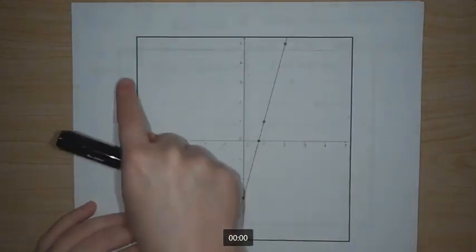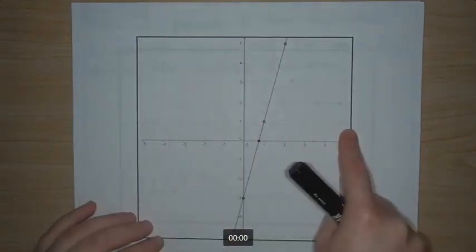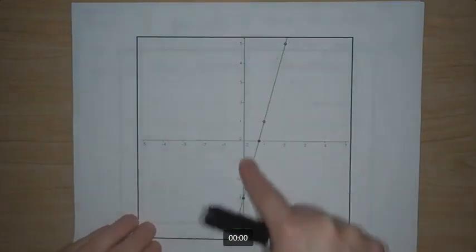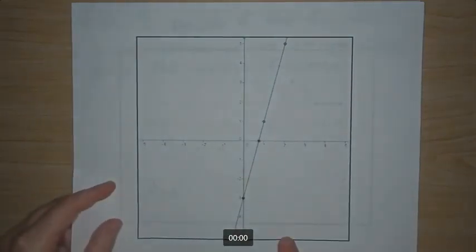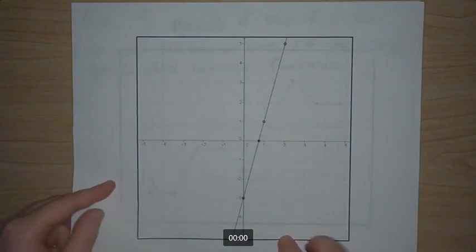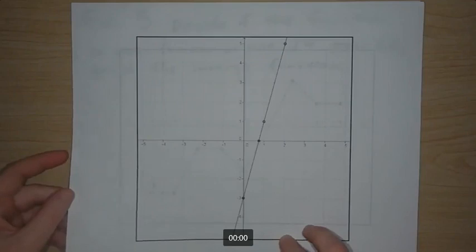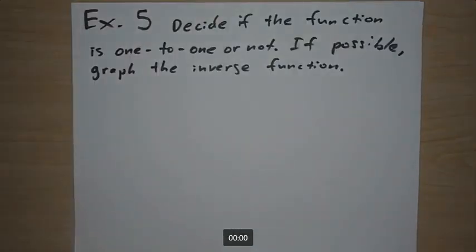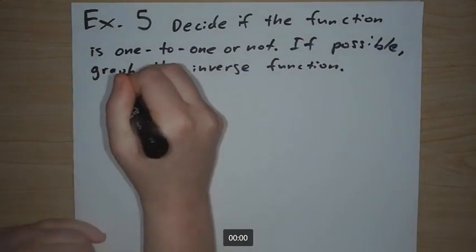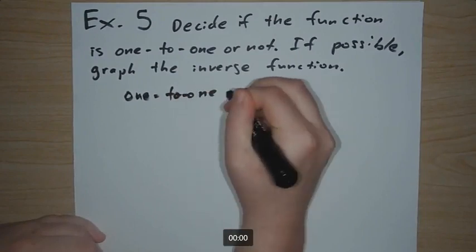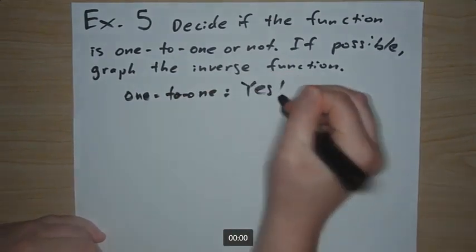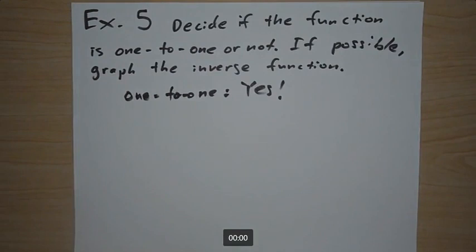So if we pass through a horizontal line, it connects once. Pass through a horizontal line, it connects once. So for every y value, it has one and only one x value. So this passes the horizontal line test, which means this function is one-to-one. If a function is one-to-one, then it has an inverse function. So it is one-to-one. Now we want to find the inverse function and then graph it.